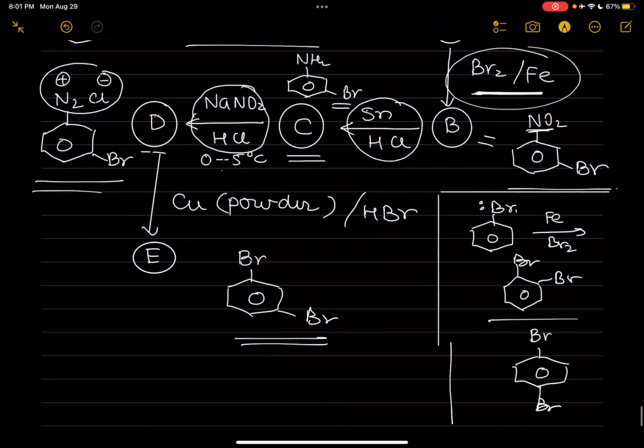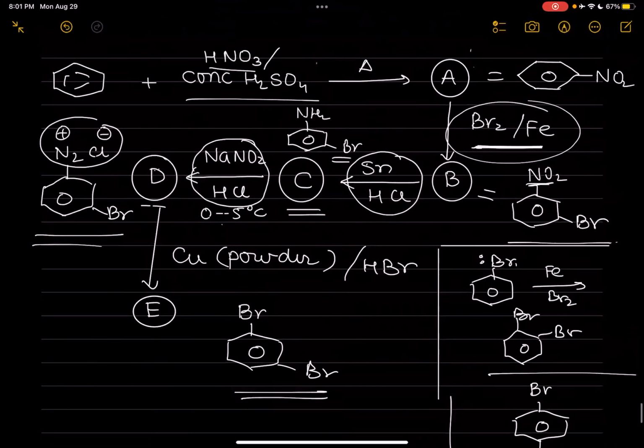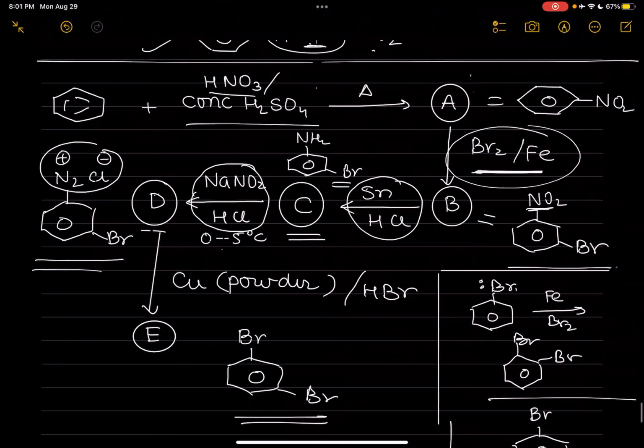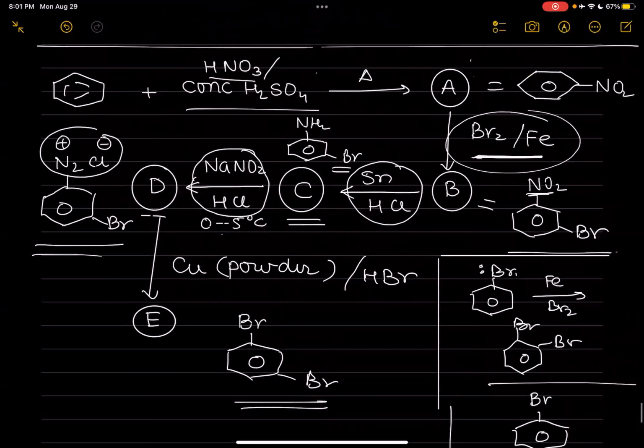Okay. But sir, why not on meta? So meta, actually you can't have it at meta. So you prepared nitro, you put and you convert it into aniline because it was an electron donating group. So suppose you attach one bromine, if you attach a second, it will be at ortho para only. Okay. Yes, sir. Thank you. Can't have it at meta. So how did you create meta?